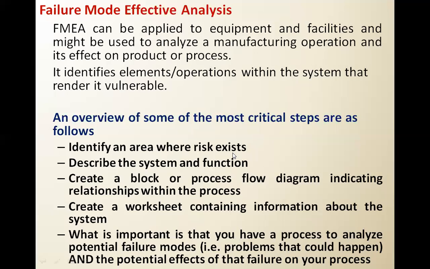An overview of some of the most critical steps: identify the area where risk exists. We have to identify the area, then the system and function of that area. Then create a block or process flow diagram indicating relationships within the process, how they are affecting the process. Then create a worksheet containing information about the system. What is important is that you have a process to analyze potential failure modes, that is, problems that could happen, and the potential effects of that failure on your process.